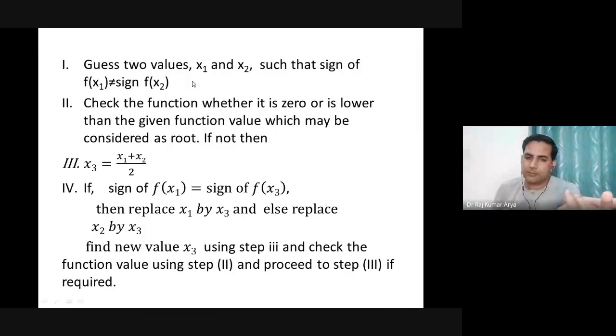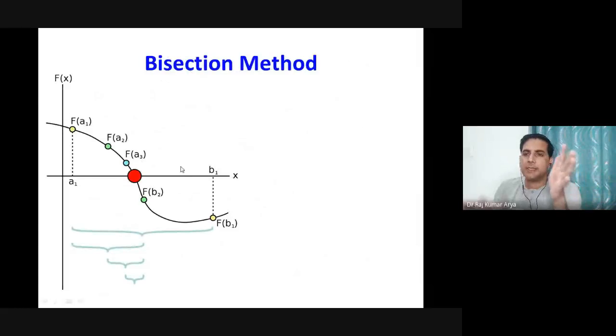If not, you have taken two values, and both function values cannot be treated as a root. Then check their sign. If they are not equal, then these are two perfect guesses for your bisection, meaning you are now bracketing your root. Your root will lie in between these two points, X1 and X2, somewhere.